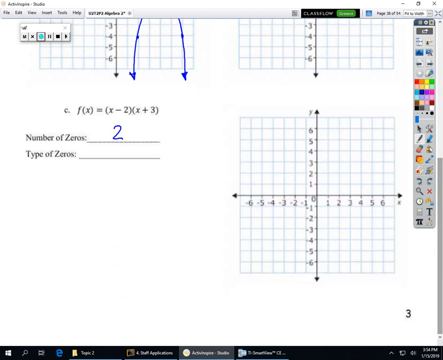Last one here, x minus 2 and x plus 3. So it would cross at minus 3, and it would cross at 2. So you actually know the zeros are already real. And the graph would look like this. So how did I obtain this graph? I got lazy. I did second table in the calculator. So yeah, there's nothing wrong with using that. So 2 real zeros because it crosses the x-axis.